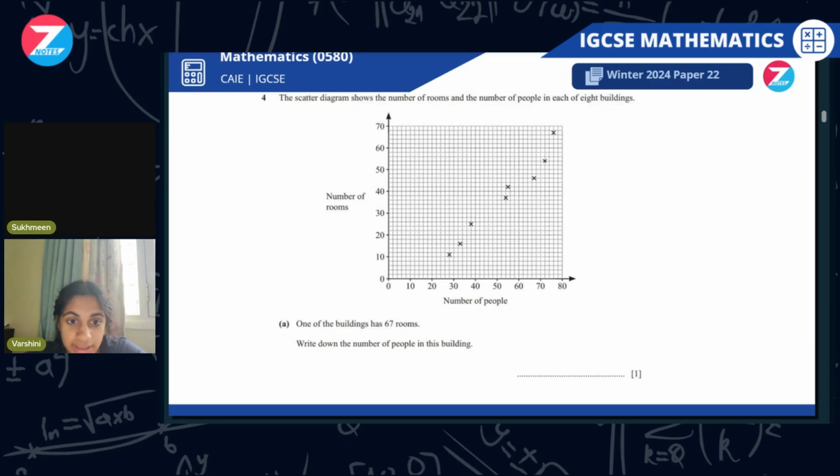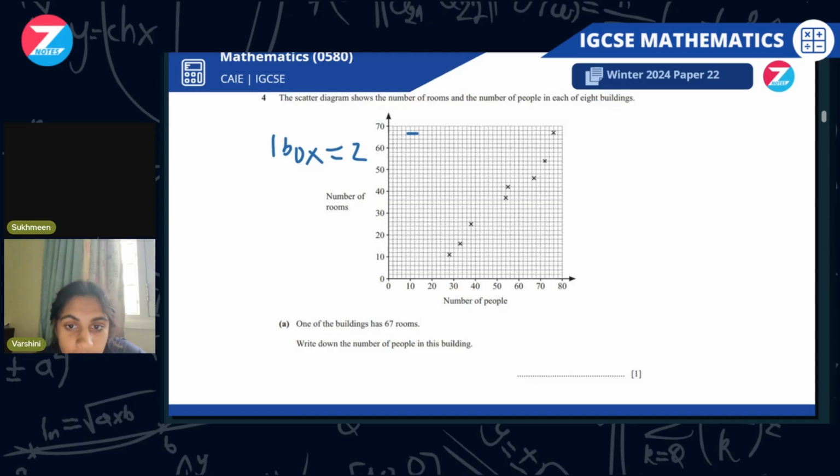So first, let's identify the plot of 67. Each plot here, there are 5 for 10. So one box equals 10 by 5, which is 2. So we know 62, 64, 66. Over here should be 66, and in the middle of 66 and 68 we have 67. So this is our plot for 67 rooms.